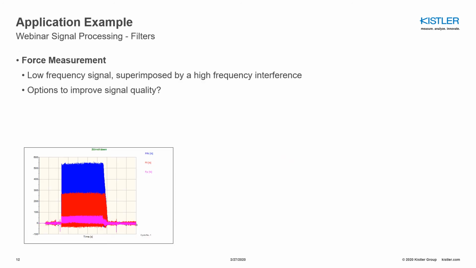In this real-world example, I'm going to show you how filters can improve the signal quality. In this example, we see 3 force curves. Basically, the three force curves are of low frequency content, but superimposed onto these three force curves we see a very high frequency interference. So what are the options we have here to improve the signal quality?